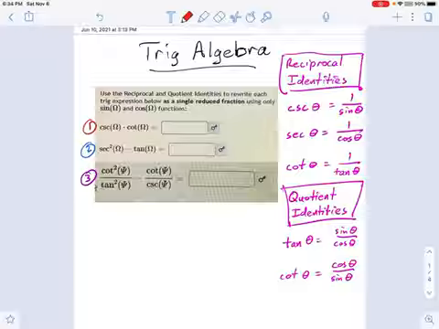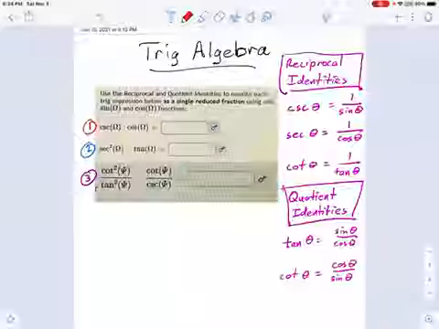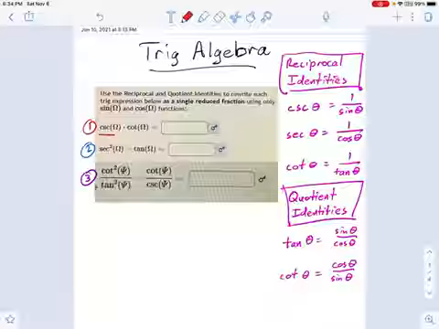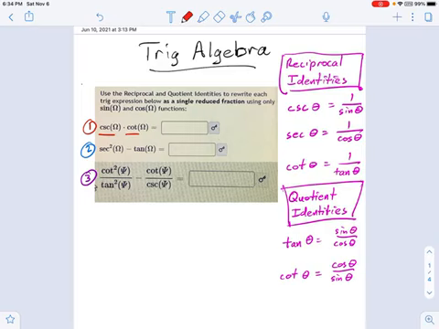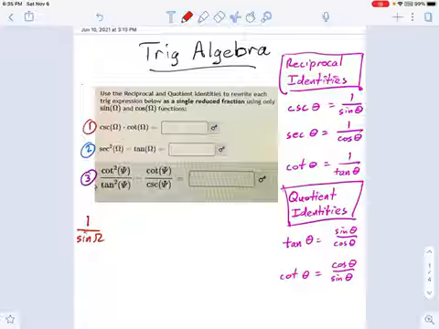So let's start with number one here, cosecant times cotangent. What I want you to do, anytime you see cosecants, cotangents, or basically anything that's not a sine or a cosine, I want you to switch it into sines and cosines. And we use the reciprocal identities and the quotient identities to do that. So, for example, cosecant. I know that's just 1 over sine, according to my reciprocal identity. And cotangent, I know that's just cosine over sine.